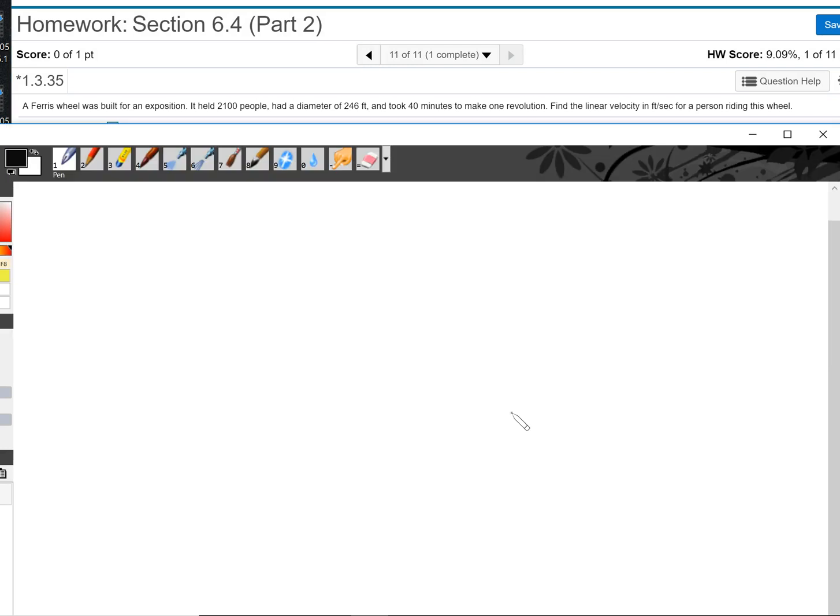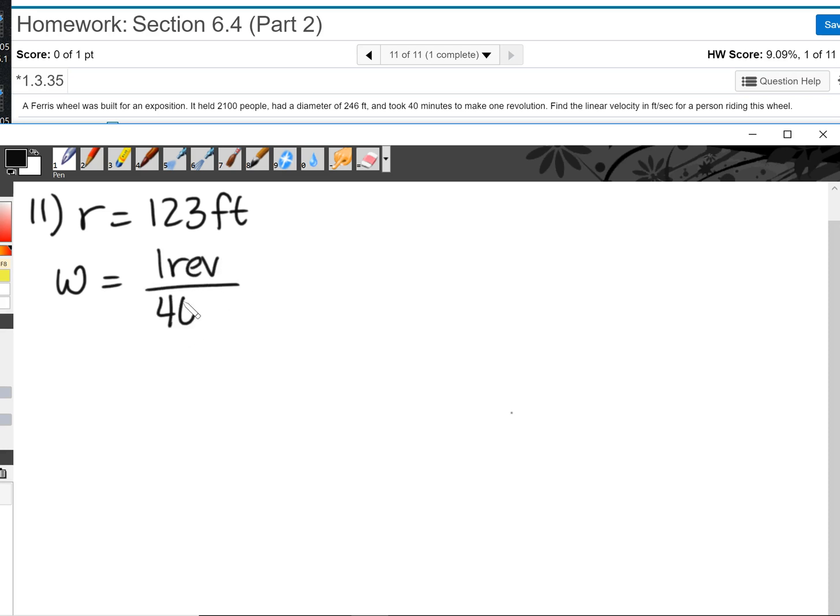Okay, so 246 feet. What do we know the radius is? I can do that in my head. It's 123 feet, divide that by 2. And it took 40 minutes to make 1 revolution. So let's look at that again. My angular speed: I have 1 revolution in 40 minutes. Find the linear velocity in feet per second for a person riding this wheel.